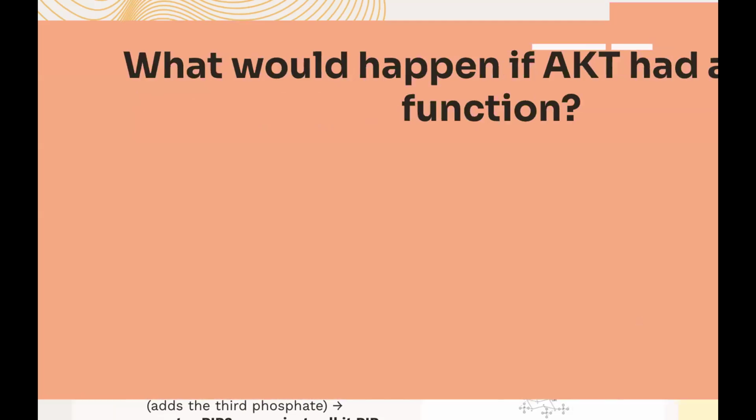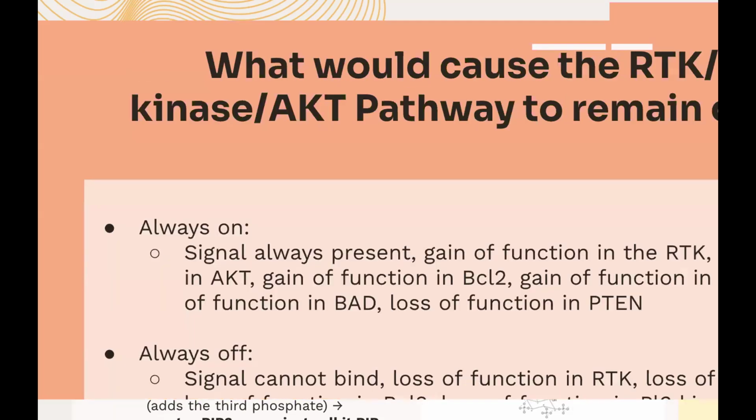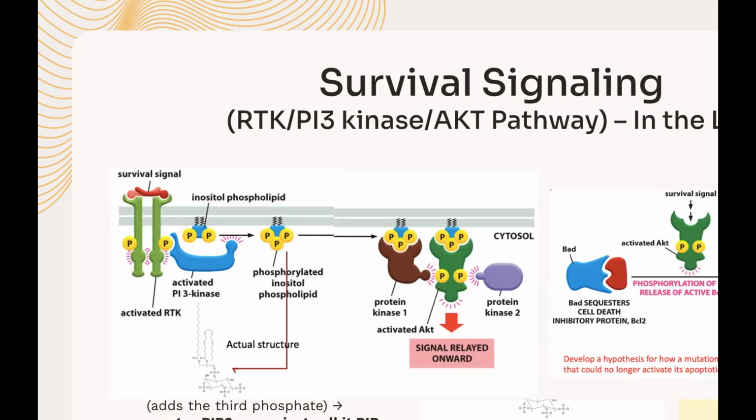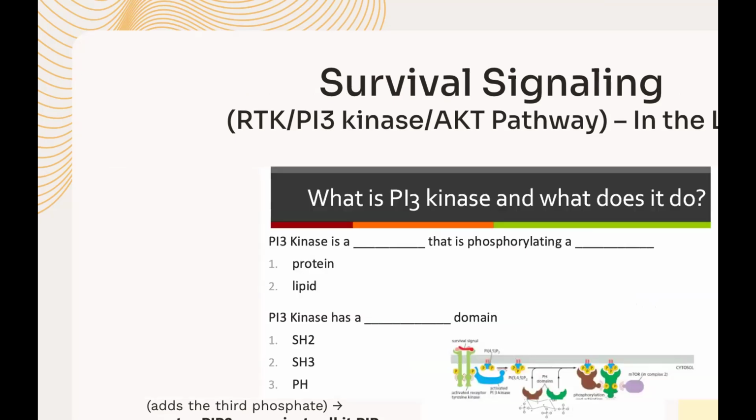Okay. What would happen if AKT had a loss of function? Yeah. So if this can't work, it can't phosphorylate BAD, which can't release BCL2, which would mean cell death or apoptosis would always happen. This gets tricky because for me it got confusing, being a cell death inhibitory protein that inhibits cell death instead of causing cell death. So just make sure you get clear on that.